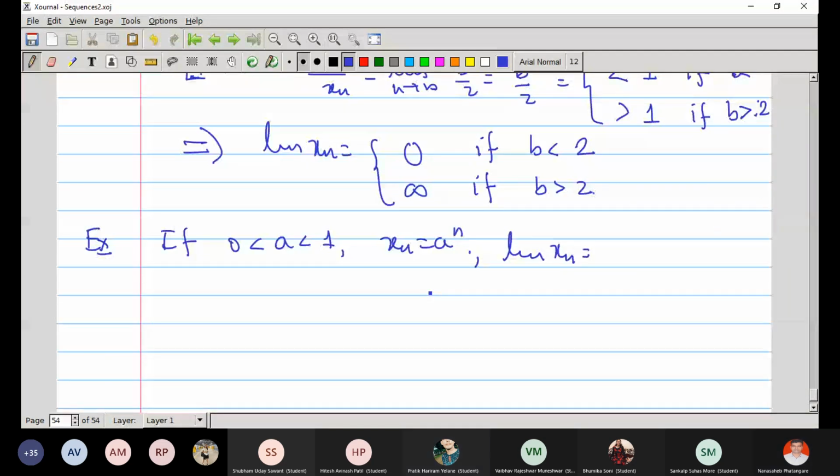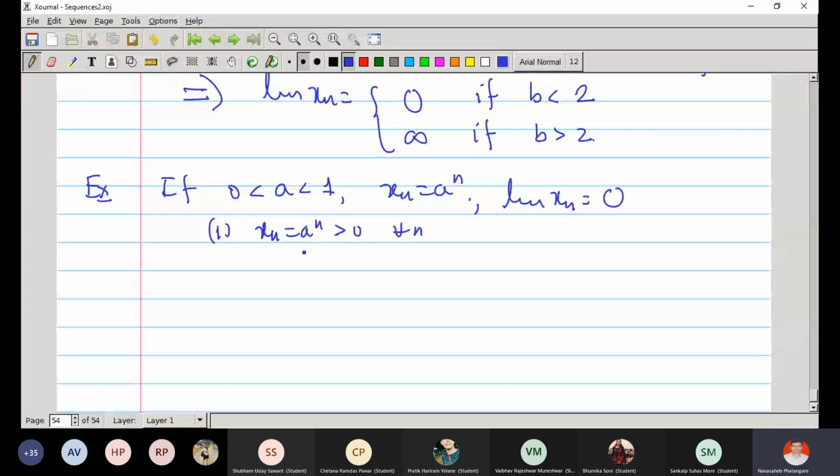Now what is the limit of a raised to n? We have already proved it by two different methods: 0. But by the ratio test also we can prove it, because the first observation is that xn, which is a raised to n, is positive for all n. Is it clear? Is it correct? Because this is a basic requirement to apply the ratio test.